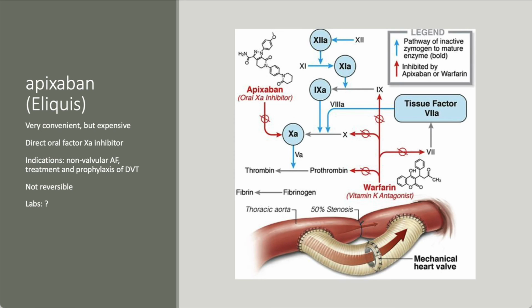Apixaban or Eliquis is the one that we use most commonly. Your book really likes to focus on Pradaxa. It was the first one out. It's a little different. It's a direct thrombin inhibitor. It's not a 10A agent. But we don't really use Pradaxa anymore. I don't know many people who use Pradaxa at all.